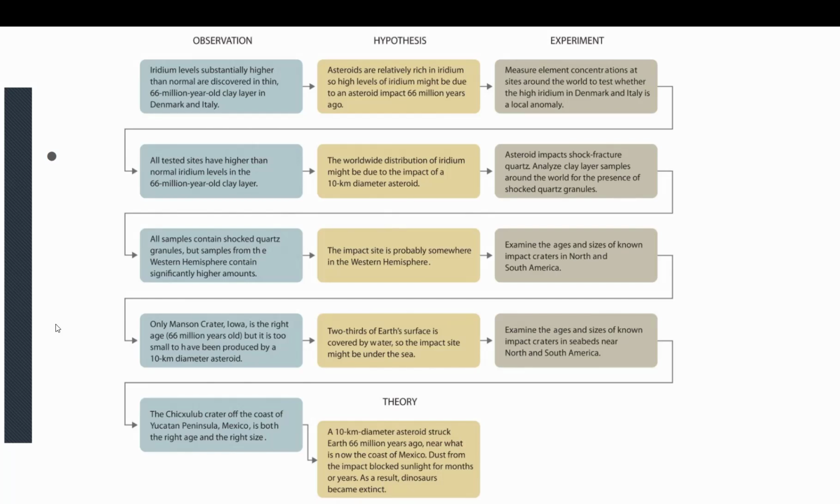So these high levels of iridium could be from an asteroid impact 66 million years ago, since that was the age of the clay. Then they experimented. They went through and took measurements at different sites around the world to test whether the high iridium in Denmark and Italy was only because of that area. What happened if there's 66 million year old clay in other parts of the world? Will it still have that iridium? Or will there even be 66 million year old clay in other areas?